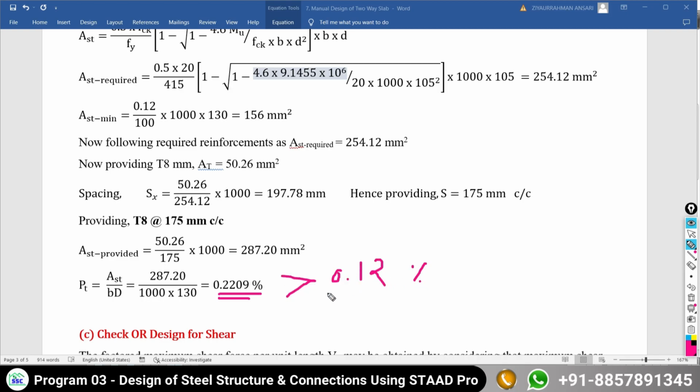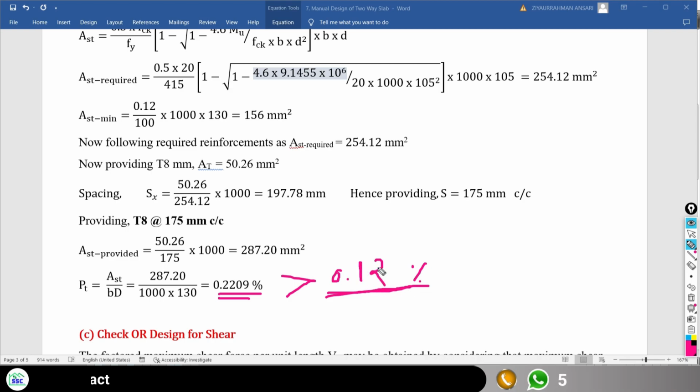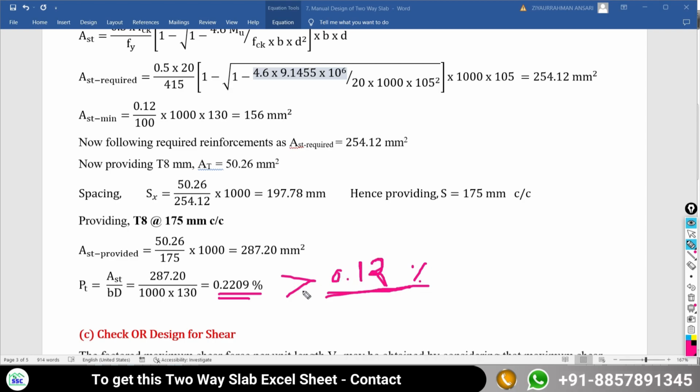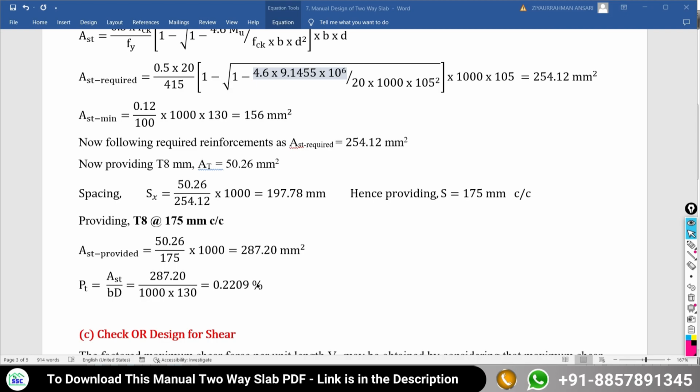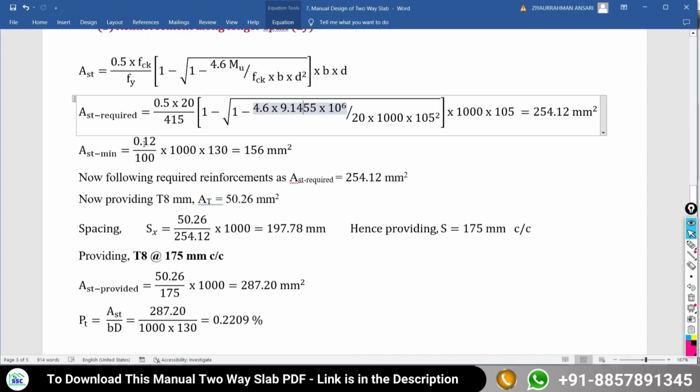In both directions you have to provide a percentage of reinforcement more than that recommended by the IS code. The IS code says that the minimum percentage of reinforcement should be 0.12, so it should be either equal to or more than 0.12%. So it is again passing the codal criteria, the codal recommendation. In both directions we have provided a percentage of reinforcement more than the minimum recommendation.